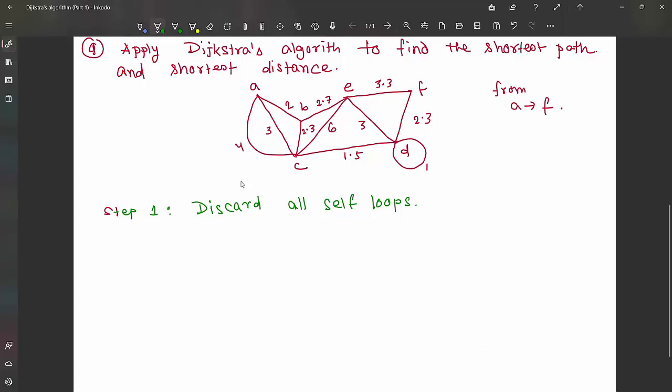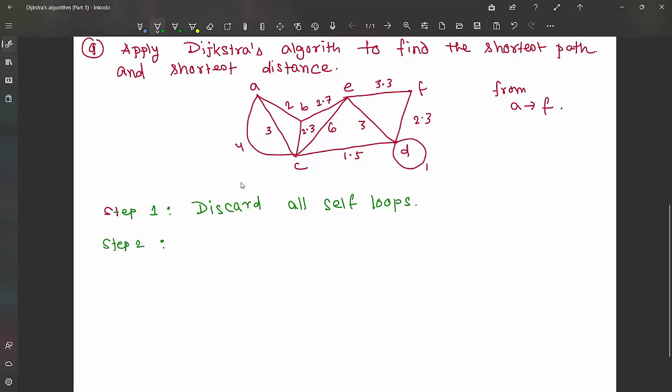And this algorithm is for the non-directed graph. Here first we are taking the non-directed graph, and after that in another lecture we will discuss it for the directed graph.